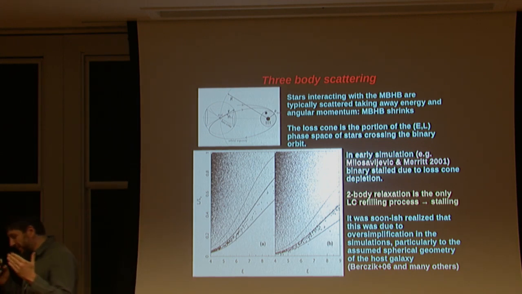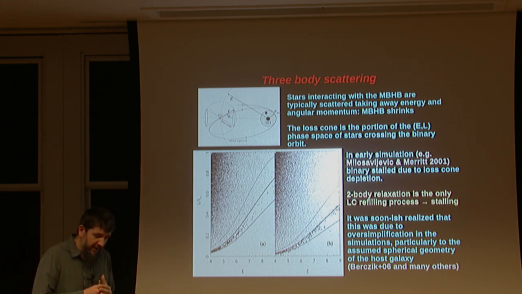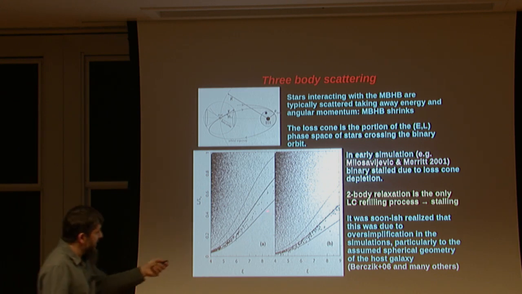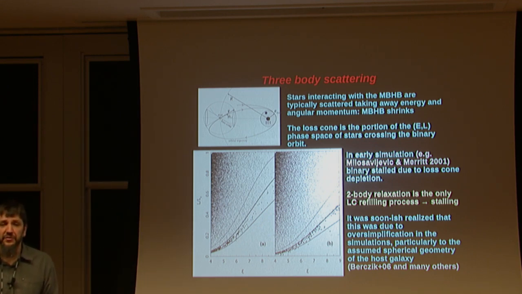So all this fuss about the last parsec problem started when early simulations showed that after you form a binary, the binary interacts with the stars, it ejects stars because of three-body scattering, but then you run out of stars. So your binary is, in a sense, starved. And you see this depiction here in the angular momentum-energy plane. Essentially, this is the portion of this phase space where stars would interact with the binary, but if you deplete that because you eject the stars and the stars cannot diffuse very quickly, right, then your binary stalls, cannot interact with the stars anymore.